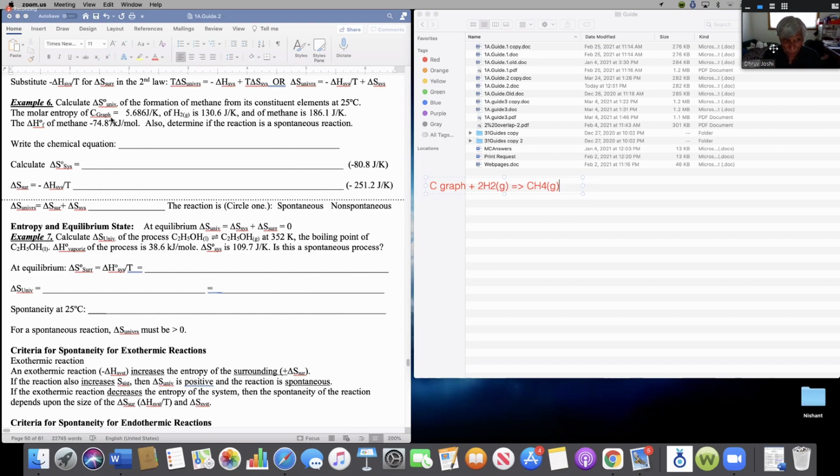The molar entropy of C graphite is this, that of that, and that of that. And C, we took care of that, and we calculated delta S of the system. That worked out to be negative 80.8 joules per Kelvin. So far, so good. Now, this worked out because we did it at 25 degrees Celsius, 298, as we were told. Now, delta S surrounding equals negative delta H system divided by T.